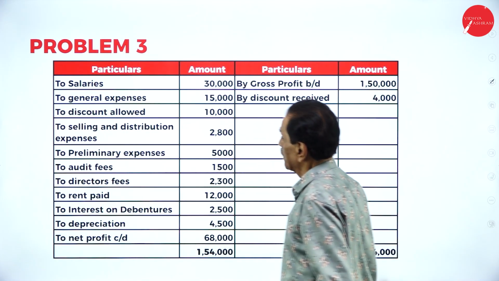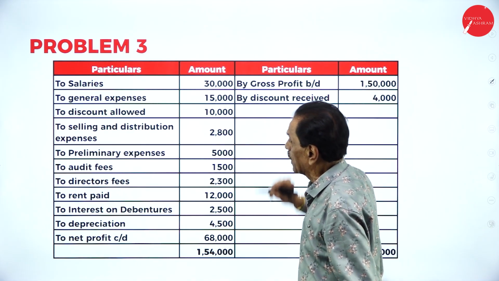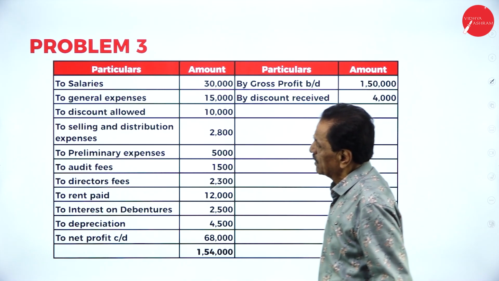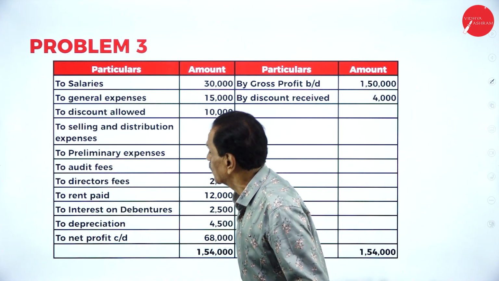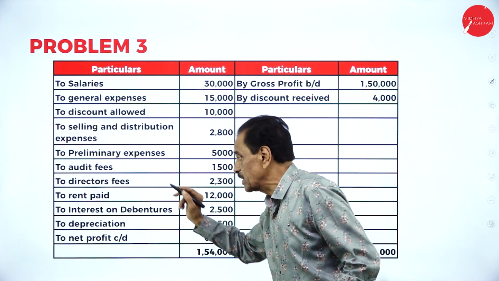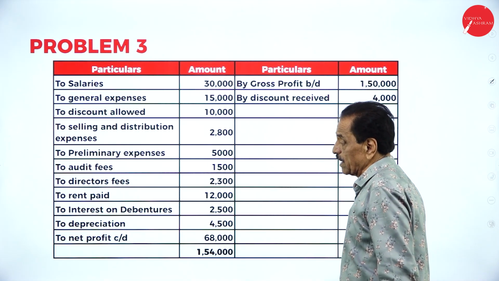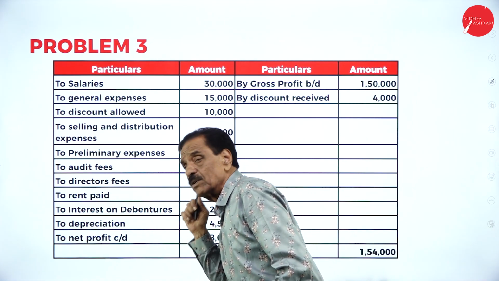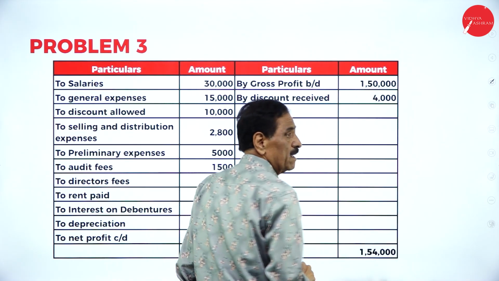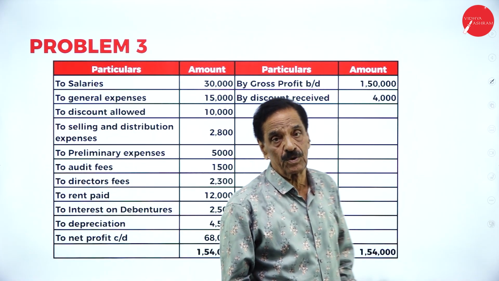Now, all the salary goes to time ratio, general expense goes to time ratio, discount allowed based on sales ratio, selling and distribution expense based on sales ratio, preliminary expenses post, audit fees time ratio, director fees post, rent paid based on time ratio, interest on debenture post, depreciation time ratio, gross profit based on sales ratio, discount received based on purchase ratio.